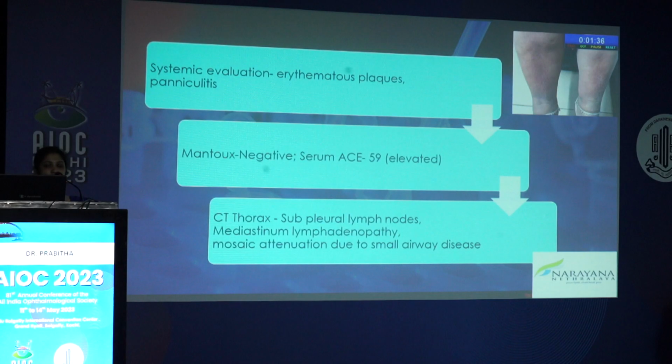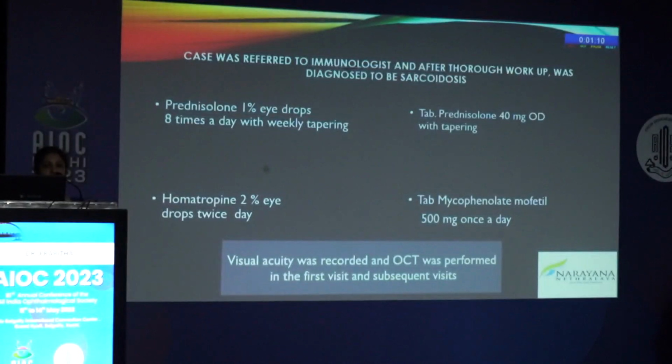So on systemic evaluation, the patient was found to have erythematous plaques and panniculitis like lesions on the shin, and Mantoux was negative. Serum ACE level was 59, it was elevated. CT thorax showed subpleural lymph nodes, mediastinal lymphadenopathy, and mosaic attenuation due to small airway disease. So the case was referred to immunologist, and a thorough workup was done and was diagnosed to be sarcoidosis.